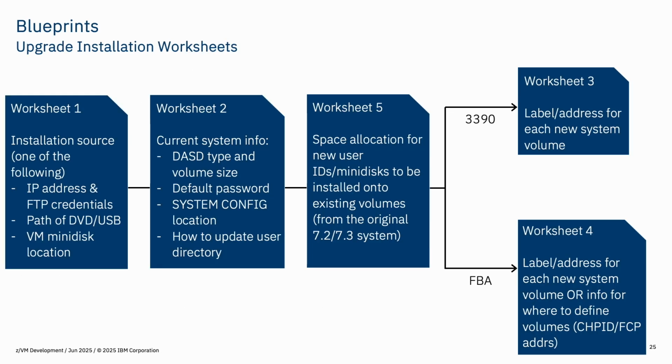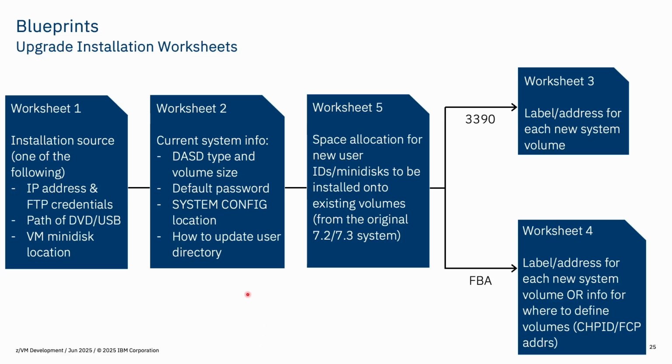Now that we've verified everything on our existing system, we can start laying some blueprints down for our upgrade installation journey. Firstly, we're going to need to complete these 3 worksheets regardless of the DASD type we're installing to. Firstly, we'll need to know the installation source. In our case, that's the CMS formatted mini disk, so we're going to need to know the location of that mini disk.